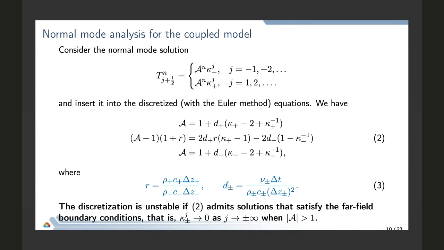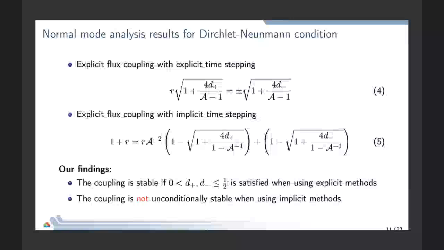There's a simple way to interpret this. We can say that the model is stable only if the absolute value of A is always smaller than 1, and the far-field boundary condition is also satisfied at the same time. We looked into two different cases. We consider both the explicit time stepping and implicit time stepping, and we end up with different simplified algebraic equations in the end, equations 4 and 5 respectively.